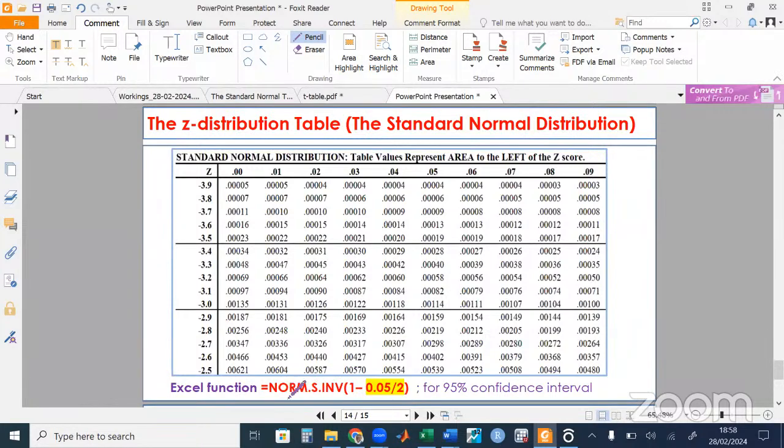Go to your Excel, run the function equals normal S inverse. Then you have some numbers there. Tell me what you get. Noting that this is for 95%, I want you to do for 99%. If you've got any, just post, let me get a few postings on the chat, then we'll pick it from there. If someone has gotten it already, I want to see what you post there on the chat.